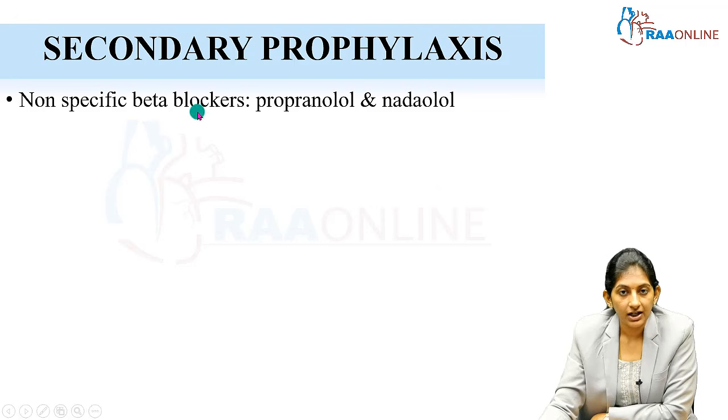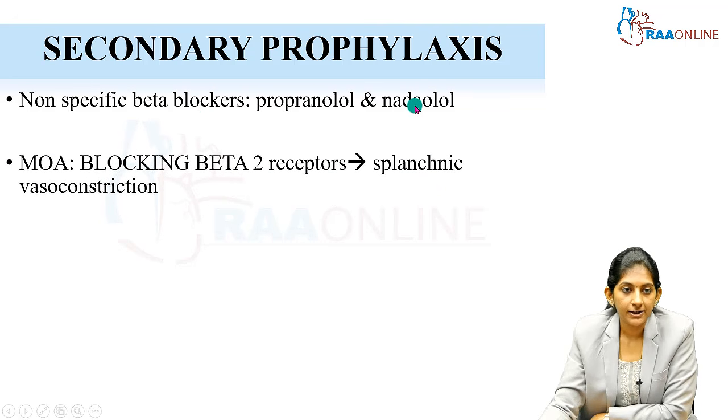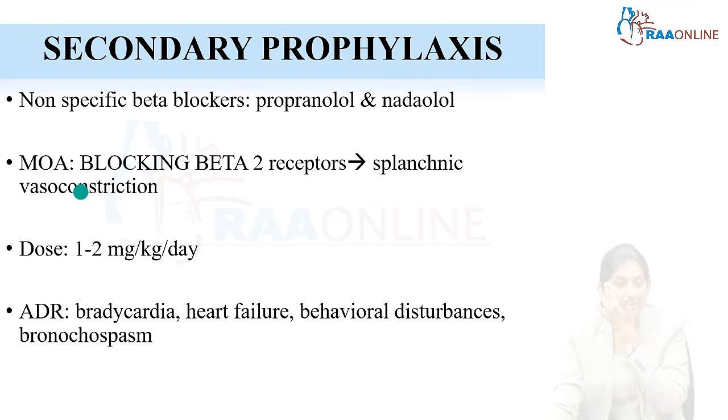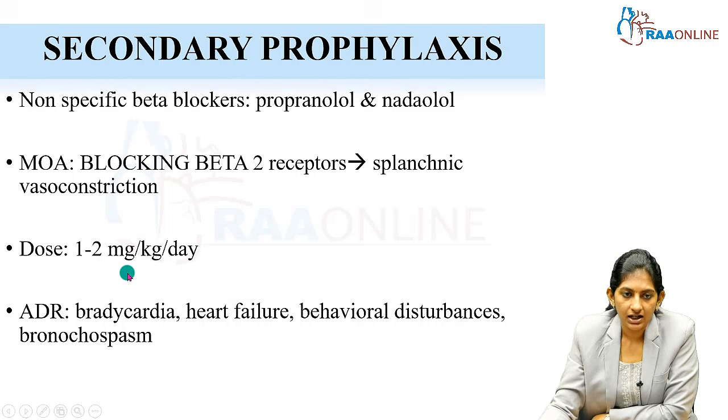You are going to continue on propranolol, which blocks the beta 2 receptors. That will cause splanchnic vasoconstriction, because propranolol causes splanchnic vasoconstriction. That is the mechanism of action. Dose is 1 to 2 microgram per kg per day. Adverse drug reaction will be bradycardia. Propranolol will reduce the heart rate. In severe cases, it can cause heart failure and bronchospasm.